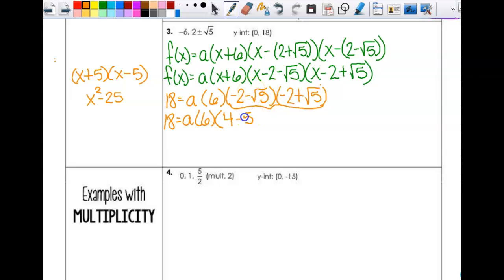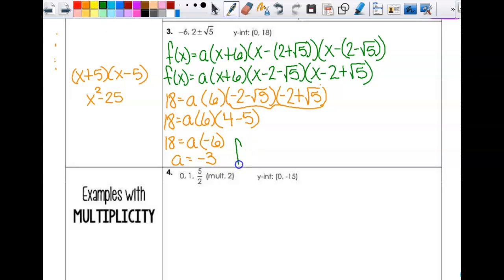5. Okay, minus 5. So then I have 18 equals a times, well, 4 minus 5 is a negative 1, so that makes that negative 6. So a equals what? Negative 3.